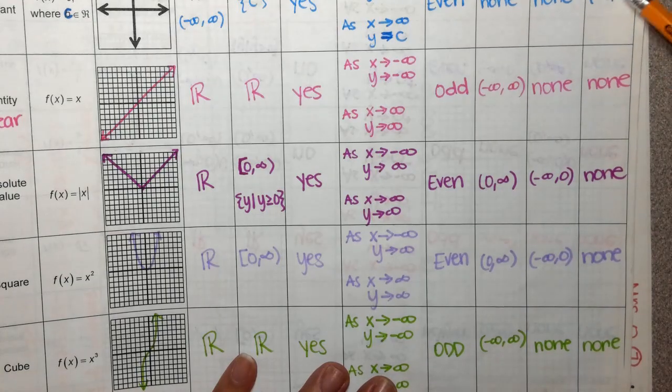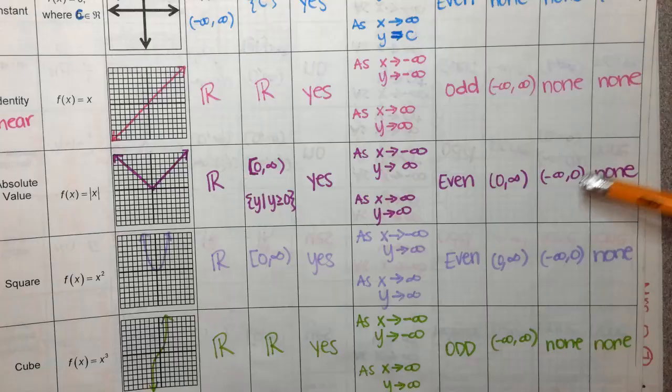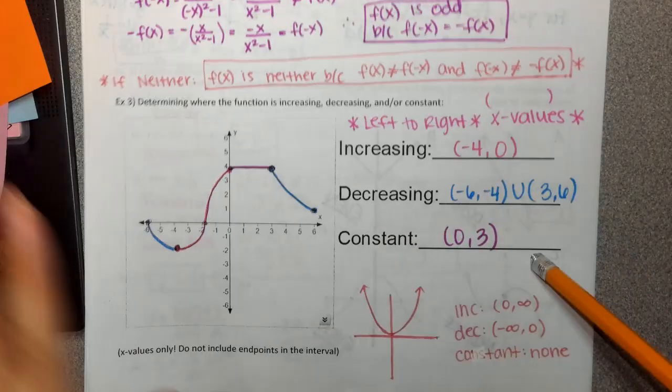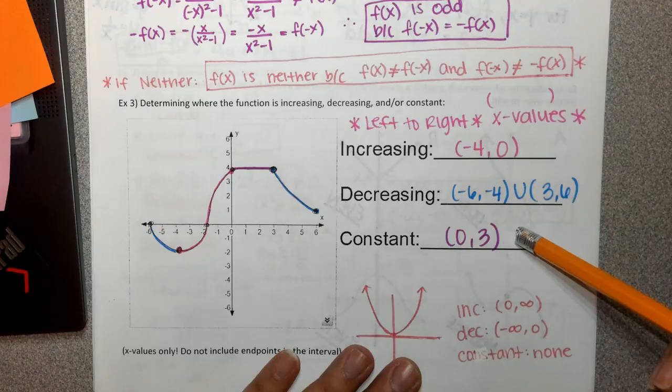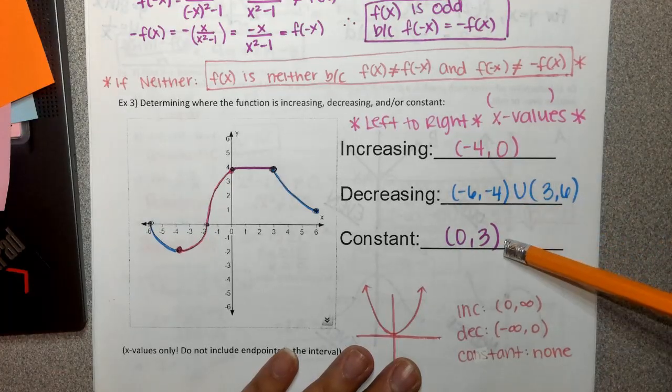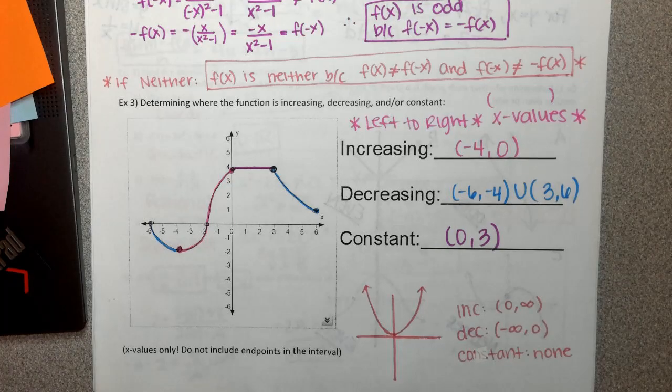Also, increasing and decreasing, remember, always need parentheses. These are not points. First period was like, Miss Alvarez, why are you writing points? These aren't points, these are intervals. We're never going to have brackets though, because you're not actually increasing at a point. It's just a point right there.